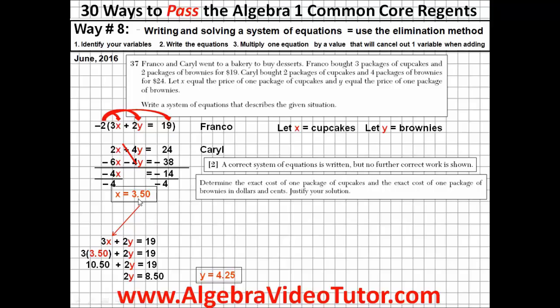So now we have the cost of cupcakes, we have the cost of brownies. Okay, now we have to justify to make sure that those are the actual values. So what you could do is, since we used Franco's equation here, let's use Carol's equation right over here. That's Carol's equation. And now we're going to insert $3.50 for x, and we're going to insert $4.25 for y. So that's going to look like this. And when you do 2 times $3.50 and 4 times $4.25, you get 7 plus 17 equals 24, which it in fact does. Okay, so that's showing your work. It's finding the exact cost of a cupcake and brownie, and it's justifying your solution.